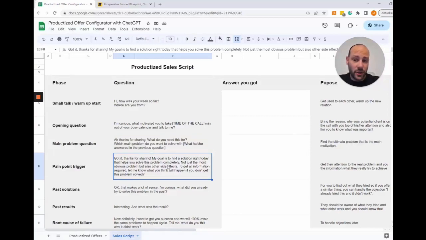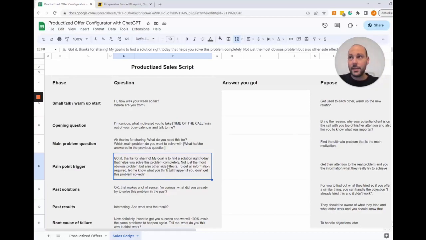Got it. Thanks for sharing that. So my goal is to find a solution right today that helps you solve this problem completely. Not just the most obvious problem, but also the other side effects or the root causes of this problem. To get all information required, let me know what you think will happen if you don't get this problem solved. Right? And I think, okay, what do you mean? And then you can say, yeah, if you don't solve this problem, what will happen?